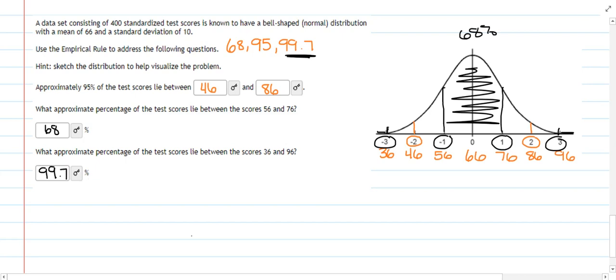Now let's say this goes a little bit further and asks us a question about how many students might have scored within a certain amount. So let's say if 200,000 students took the test, how many scored between a certain amount? So let's say how many scored between 46 and 86.